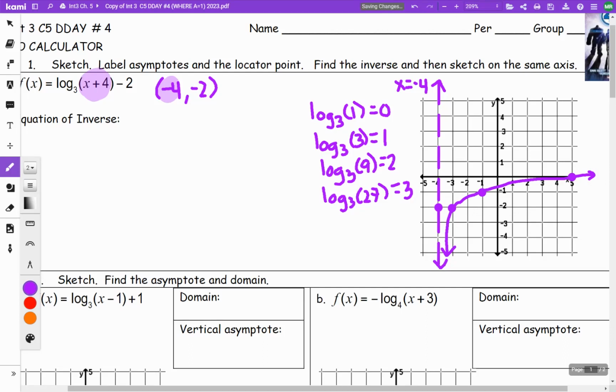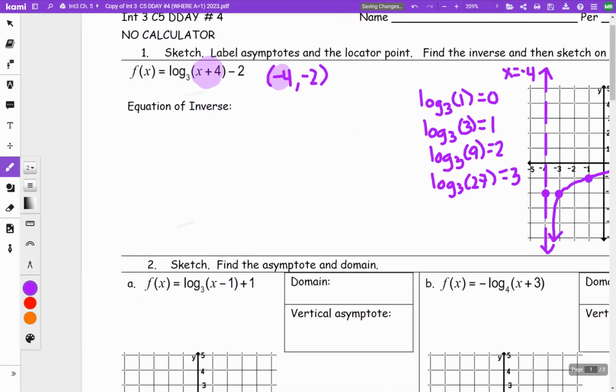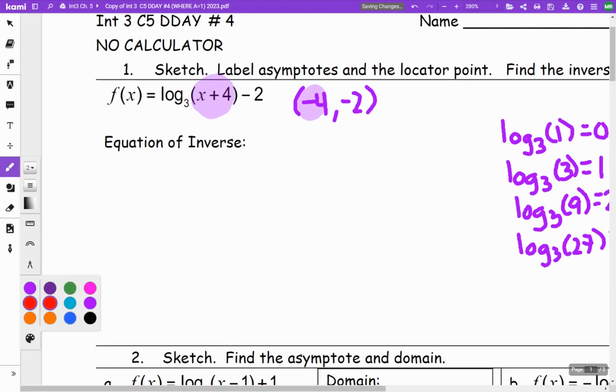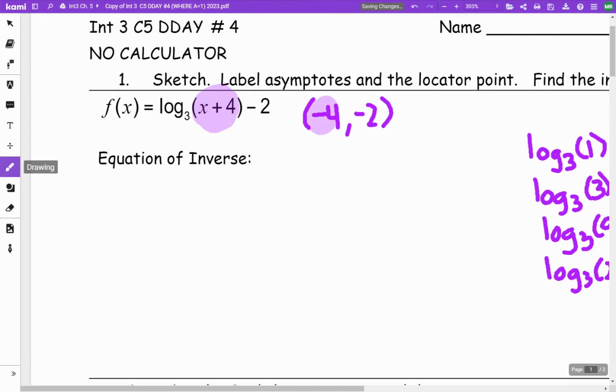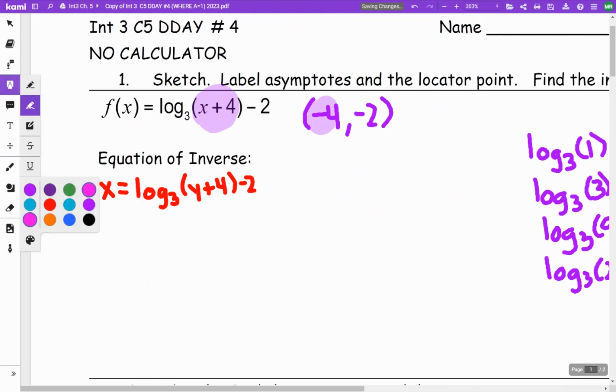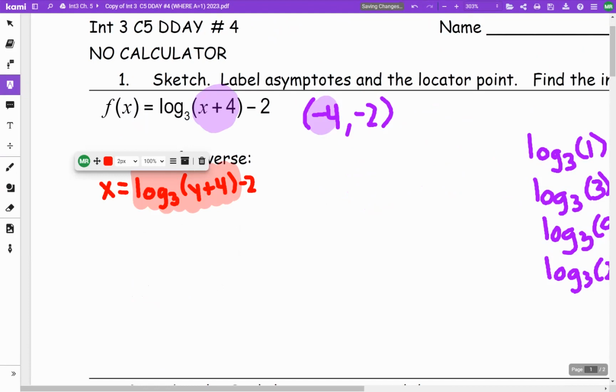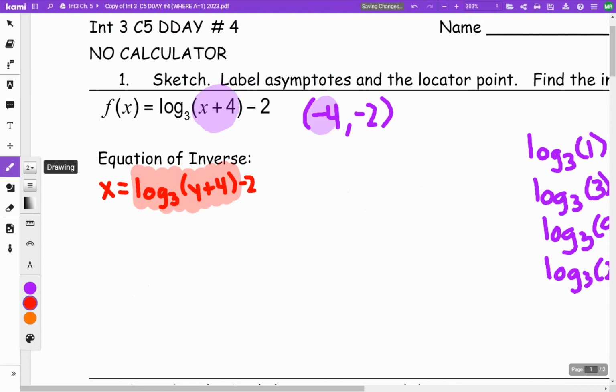Now, to find the inverse, I am going to take this equation and switch my x and y, and then rewrite it in y equals form. So I'm going to go x is equal to log base 3 of y plus 4, minus 2. Now, in this situation, I am going to try to get my log by itself. That's going to be my first step. So I am going to add 2.